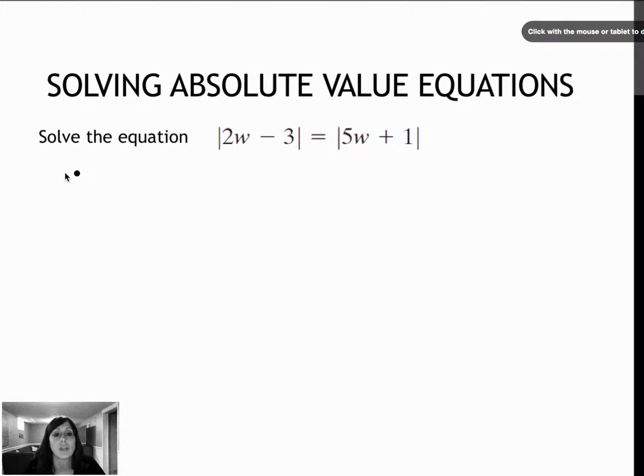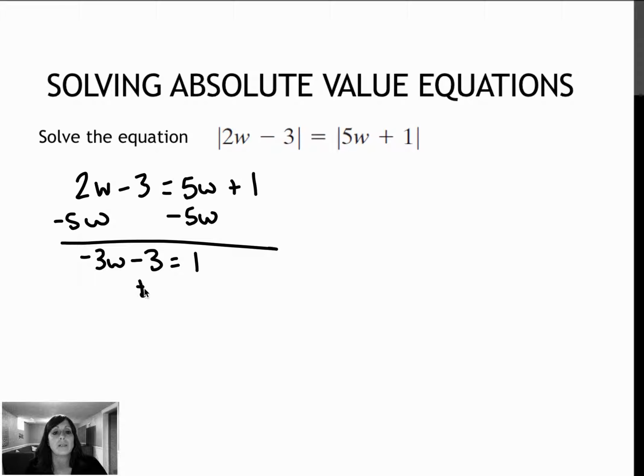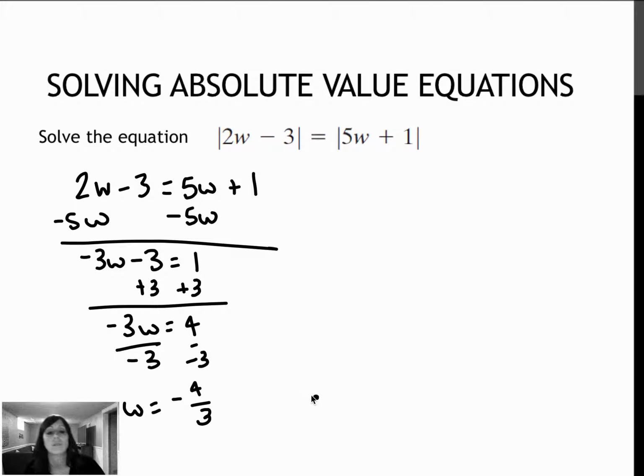Previously, when I was solving an equation like this, the first time I would write it just as it was, and that is not going to change. So the first time I'm just going to drop the absolute values and solve it as is. Let's go ahead and do that. I'm going to get all of my w's to one side. That gives me negative 3w minus 3 equals 1. I'm going to add 3 to each side, which gives me negative 3w equals 4. I'm going to divide by negative 3 to give me negative 4/3.